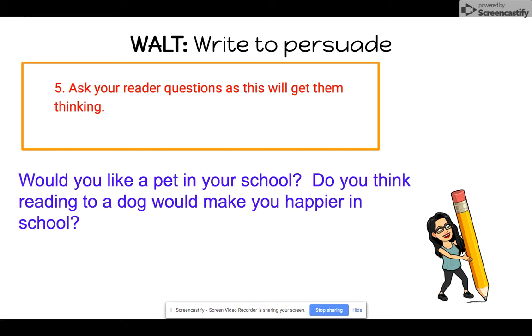5. Ask your reader questions, as this will get them thinking. So before you finish writing persuasively, whether it be a speech or an essay or a story, would you like a pet in your school? Do you think reading to a dog would make you happier in school? Here are some points that your reader can question.